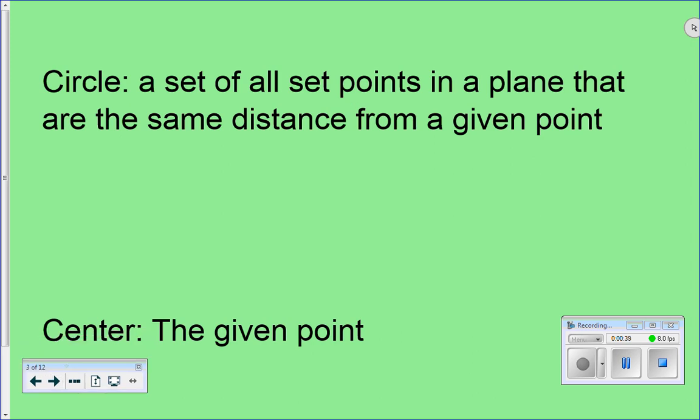A circle is a set of points in a plane. Remember, a plane is a flat surface that goes on forever. The points are the same distance from a point. And the center is that given point that we're talking about.